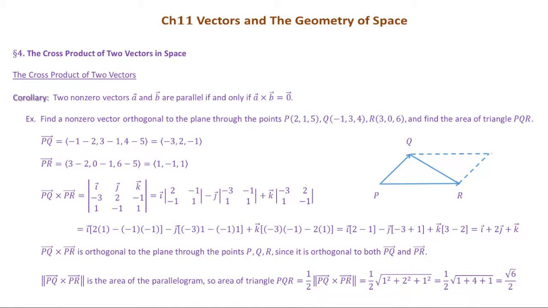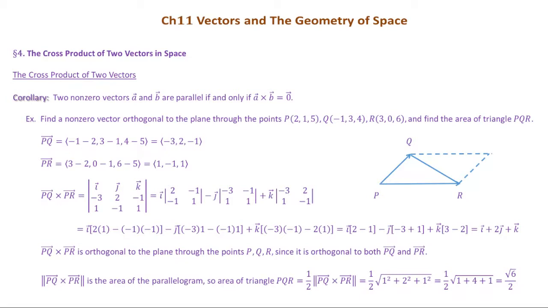What's the relation between the area of the triangle and the parallelogram? It's just half of the parallelogram. The area of the triangle PQR is just half of the area of the parallelogram. So what you do is just take half of the magnitude of the cross product, because the magnitude of the cross product gives you the area of the parallelogram. So the area of the triangle, which is half of the area of the parallelogram, is just half of the magnitude of PQ cross PR.